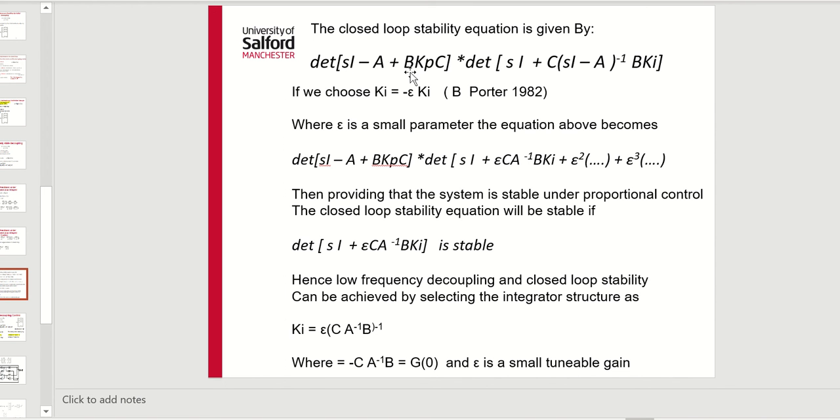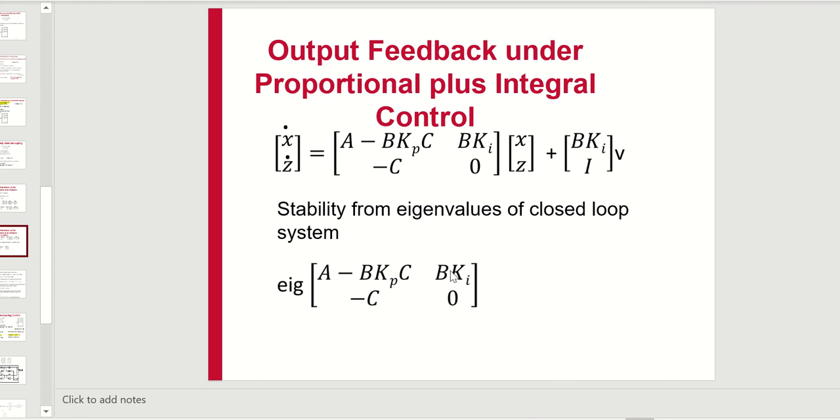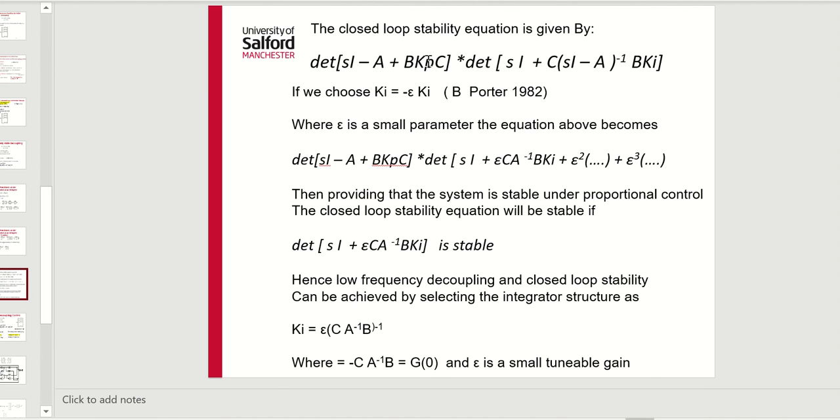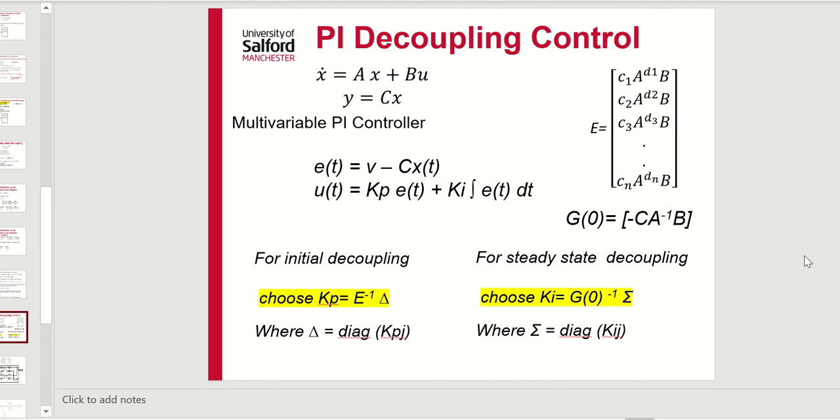And this has come about through taking the system here and using Schur's formula on this to simplify this into a slightly smaller, converting a 2 by 2 into 2 sets of 1 by 1s, which comes down to here, then ensuring that this part is stable and then ensuring this part is stable. So this is stable through the proportional controller and this part is stable through the integral controller, and by using some singular perturbation analysis we can reduce this to simply that Ki is G0 to the minus 1 times a small gain. And that gives us then the design for our two control systems.